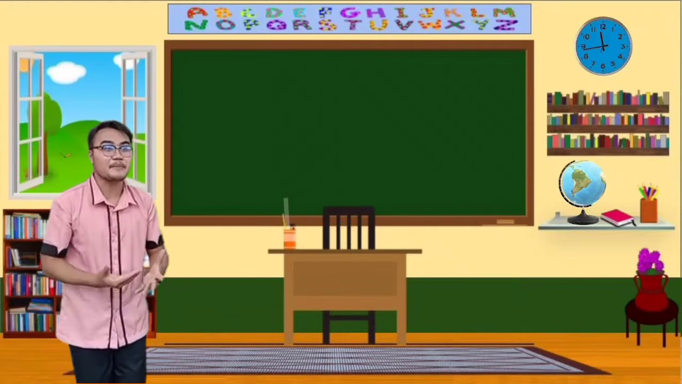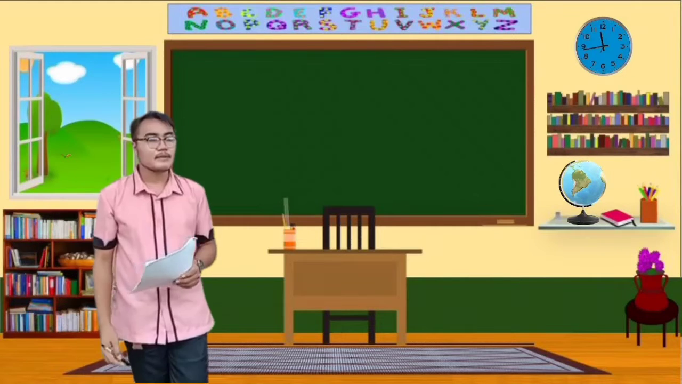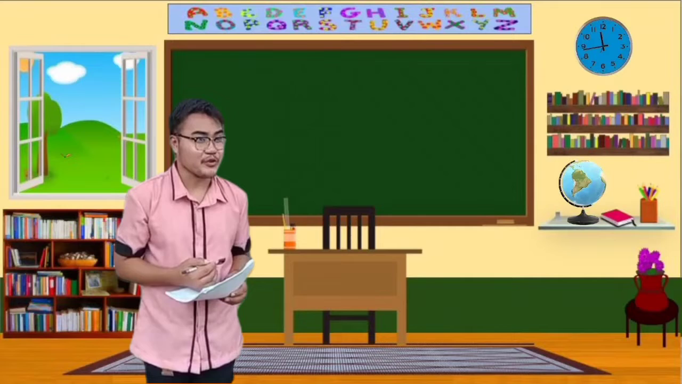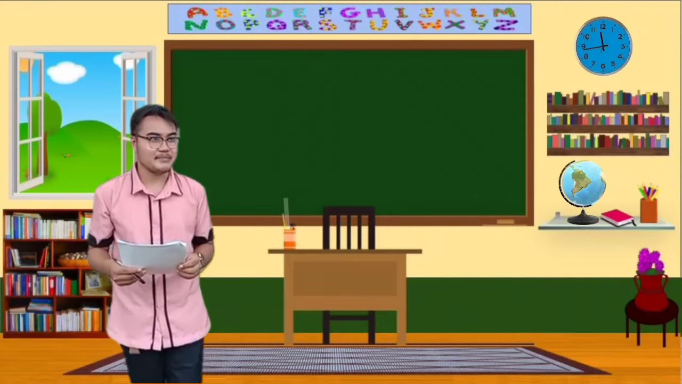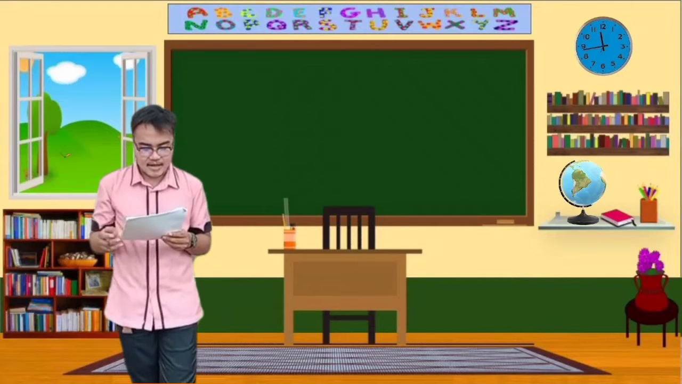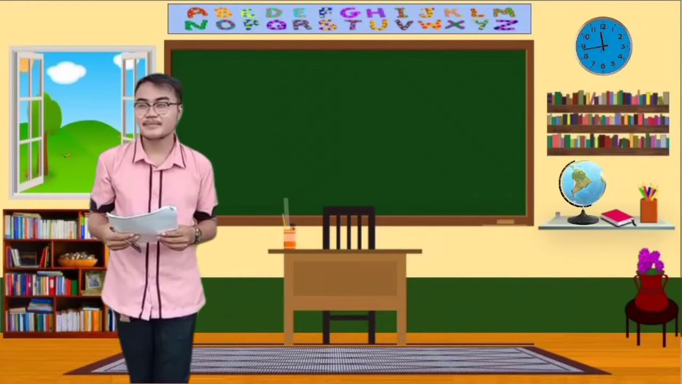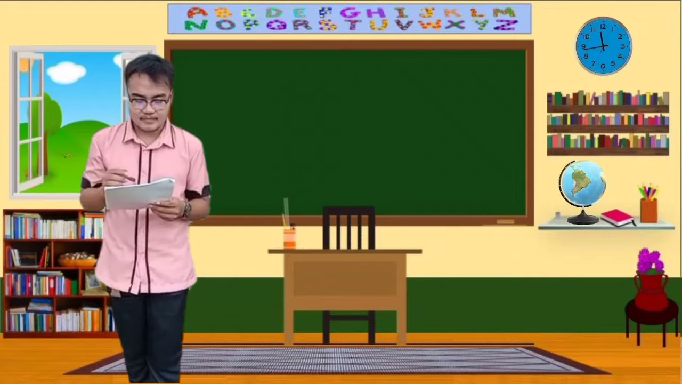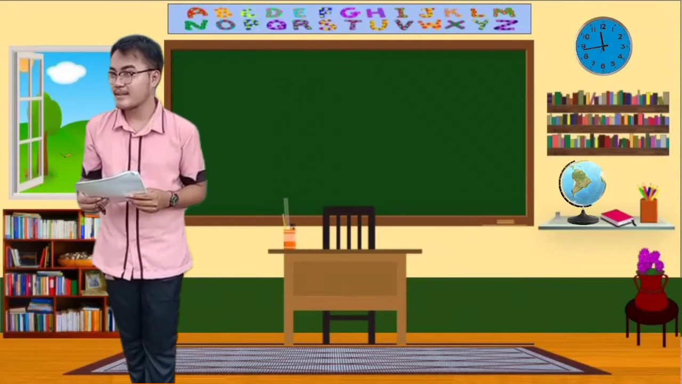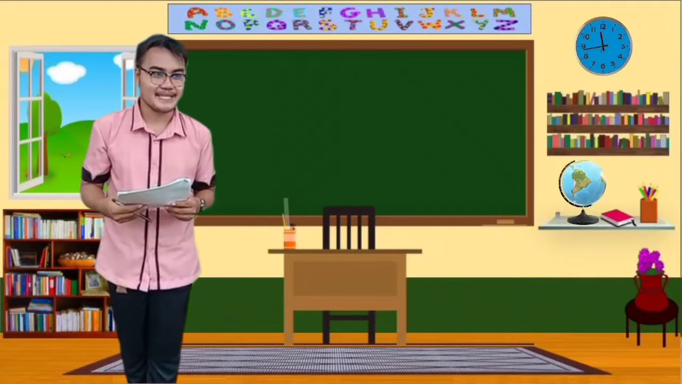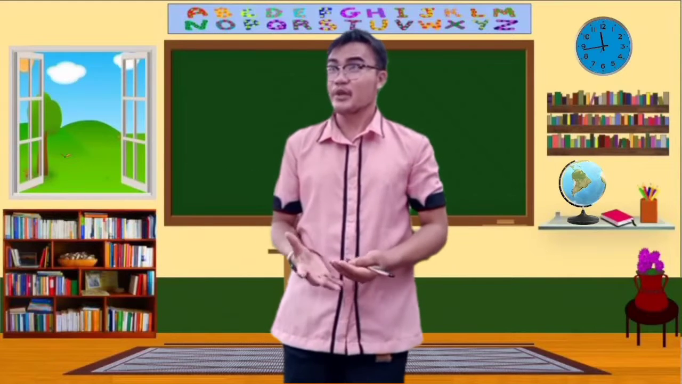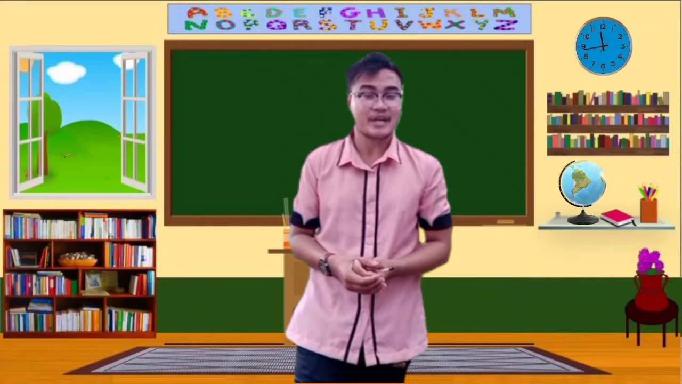So everyone, be seated. Now, let's check first your attendance. Just say present when I call your name. Ella Rose Abunyawan. Jeremy Nombre. Present. Okay, all are present.